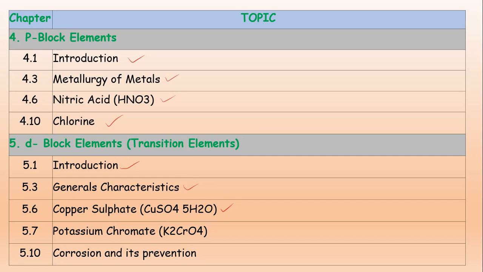We will have a detailed discussion related to copper sulfate: the introduction, physical properties, preparation, chemical properties, uses, each and everything related to copper sulfate. Then potassium chlorate, and corrosion and its prevention: what is rusting and how we can prevent the corrosion or rusting of iron, the methods, or we can say what are the measures to prevent rusting, we will discuss. So these are the topics under the heading of chapter number 5, that is D block elements.